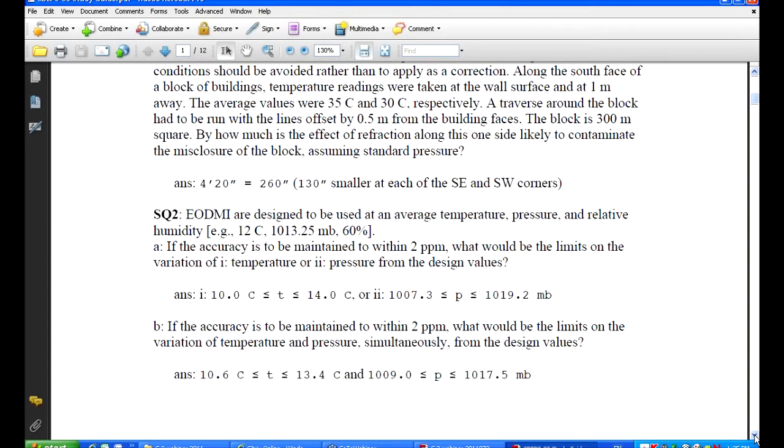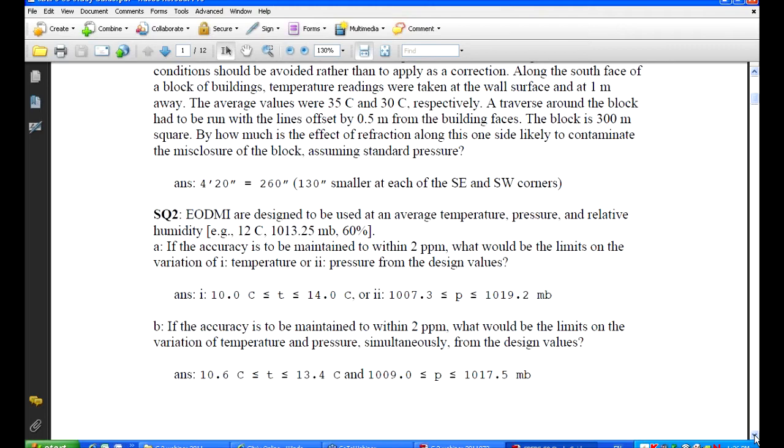Now, back to this study guide question 2. There's two parts to the question. One of them is asking for a temperature variation, what is the part per million variation? So that's where you have this directly: 1 Celsius, 1 part per million, or 3 millibars, 1 part per million.